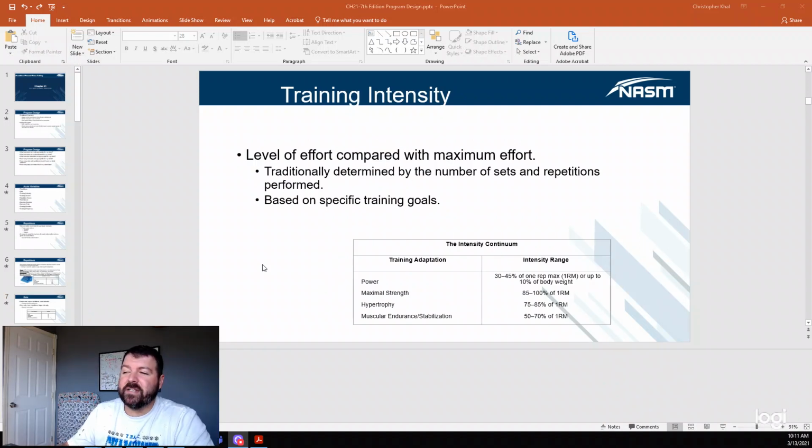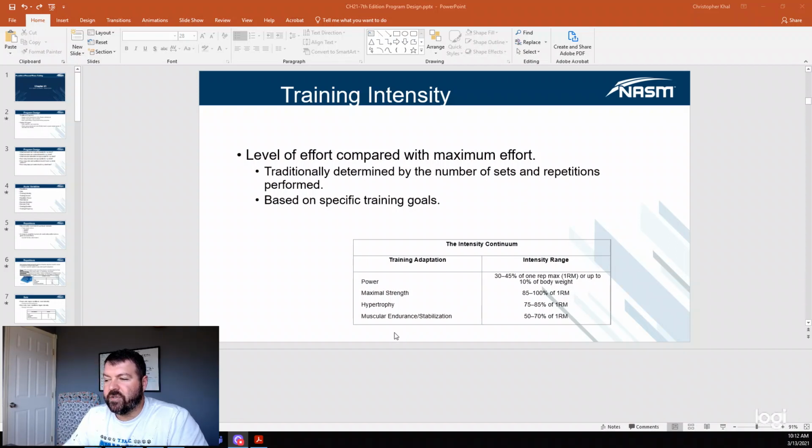The training intensity. This is the level of effort compared to your max effort. It's usually compared to your 1 rep max, or whatever that is. So the hardest part about this is determining your 1 rep max. You can use the charts you can see. It goes up to like 10 reps, whatever it is, to equal roughly your 1 rep max. And you use that roughly as a starting point, especially initially when you're trying to determine this.